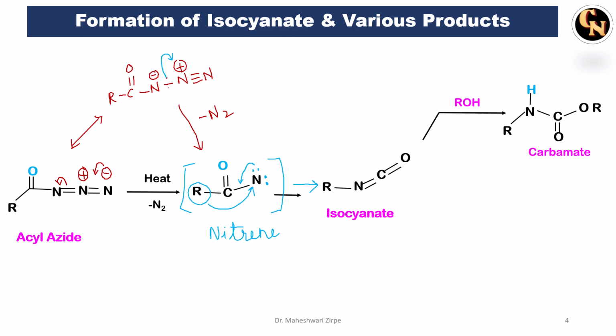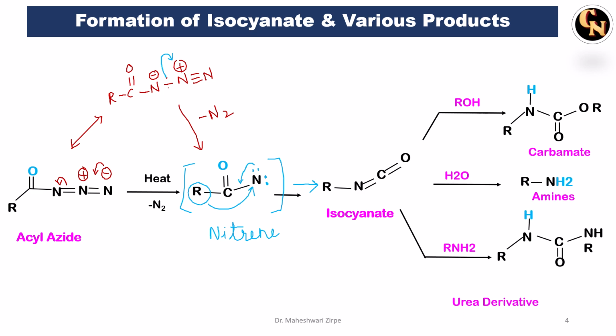So there is a double bond formation, C double bond O. This is known as isocyanate. And as you know, the isocyanate can be further converted into a carbamate, amine, or urea derivative. Okay, students, these are the applications of the Curtius rearrangement reaction. I think this is clear.